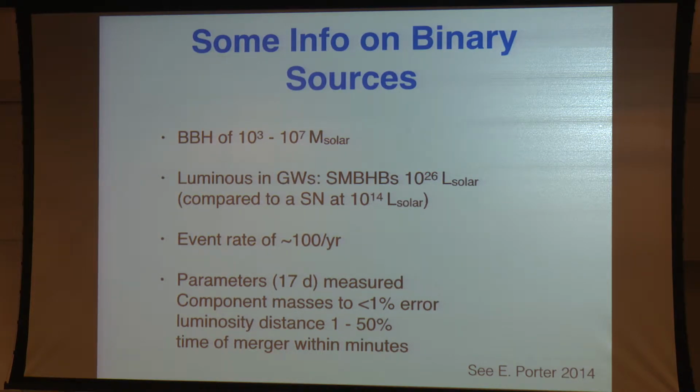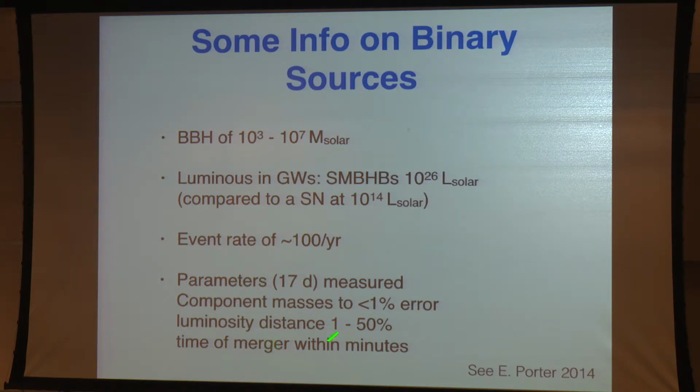I pulled this out of Ed Porter's summary paper he has on the arXiv. Thought it was a nice, quick summary of some of the sources of LISA. And just to put it in context, I grabbed some here, but we already kind of talked about this. So we're talking about an event rate of about 100 a year. They're very luminous in gravitational waves. Even if you forget about the electromagnetic counterparts, we're talking about 10 to the 6th times the solar luminosity. And the potential of the parameters is huge.